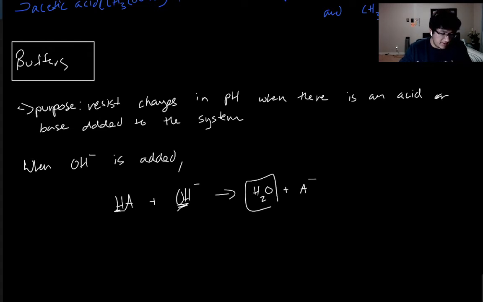Now on the other hand, if we're adding H plus to a buffer, it combines with the A minus to form HA. So because the added OH minus or H plus was absorbed by the buffer components, the total amount of these added ions doesn't actually go into the solution. Basically, that's why the observed change in pH is lower than it might be in pure water.